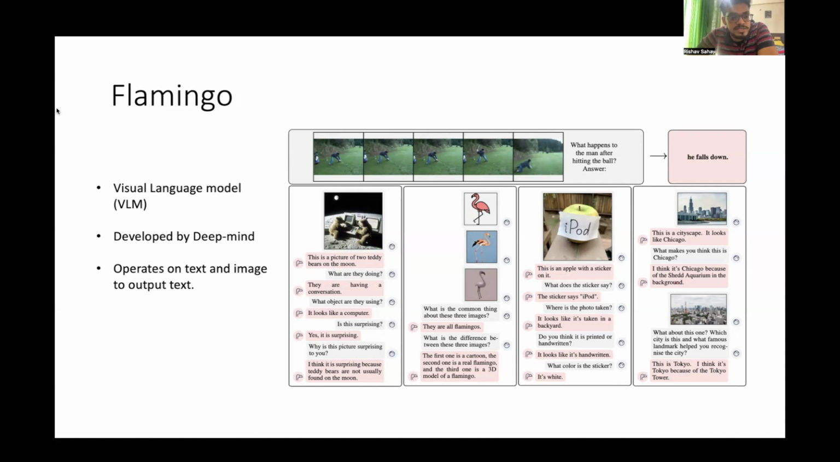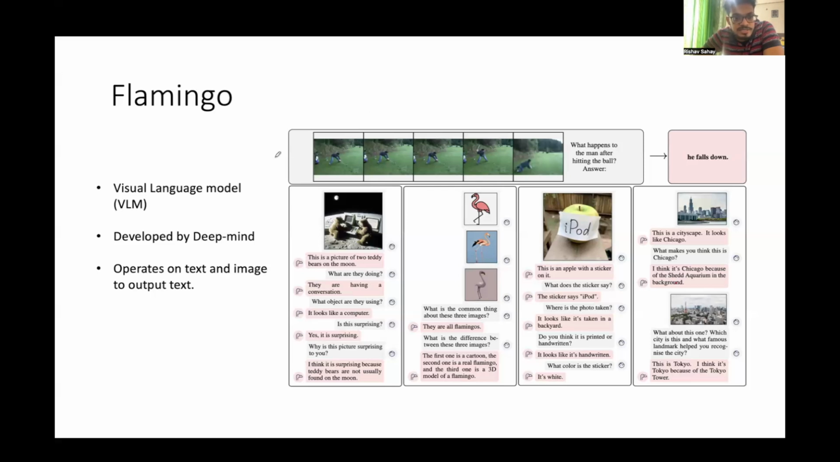Let's look at the example here. In this example, we see a series of images that has been fed to the Flamingo model, wherein a person is trying to catch a ball. These are the series of images which has been fed sequentially, and then a textual question is being asked, like what happens to the man after hitting the ball, and the model correctly predicts that he falls down.